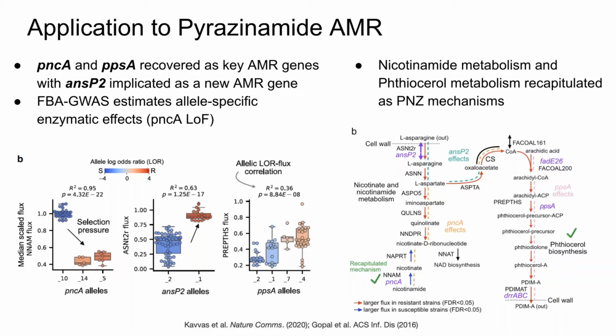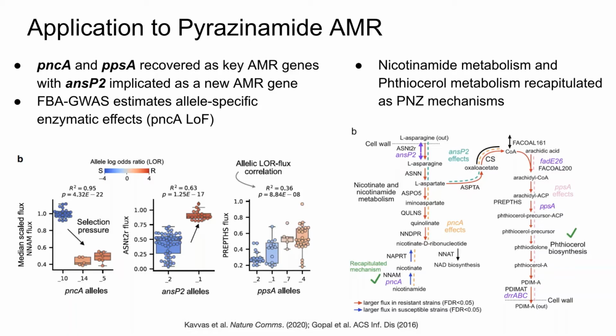So we find that when we apply this metabolic allele classifier to pyrazinamide, we're able to recover the known genetic determinants, PNCA and PPSA, and we also implicate ANSP2 as a new AMR gene. So the unique thing about this approach is not only do we identify these genes, but it also provides estimates for these allele-specific flux effects. And so in the figure to the bottom left, for the PNCA alleles, we see that the two alleles found in predominantly resistant strains are estimated to be loss of function, which is consistent with the literature on PNCA, which are usually deletions.